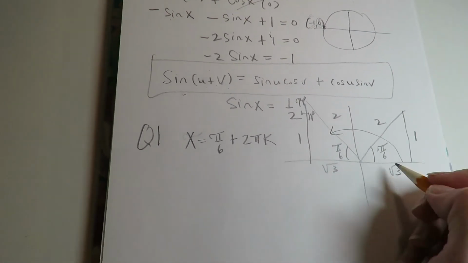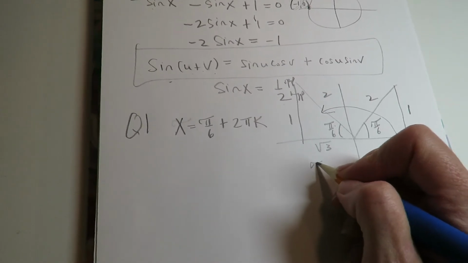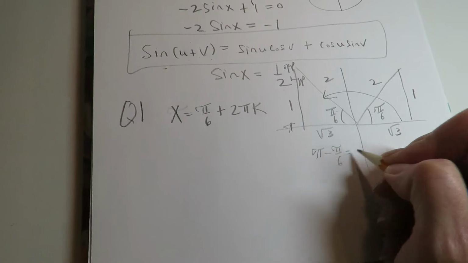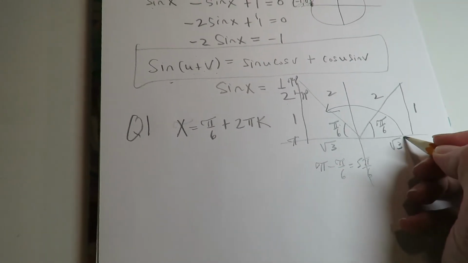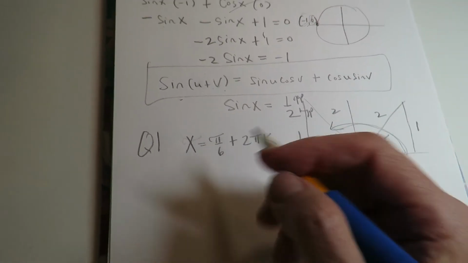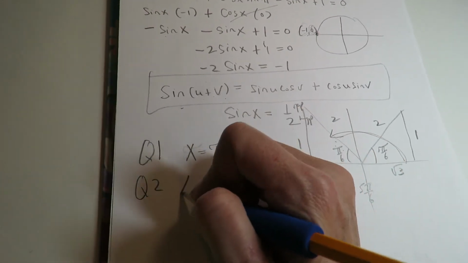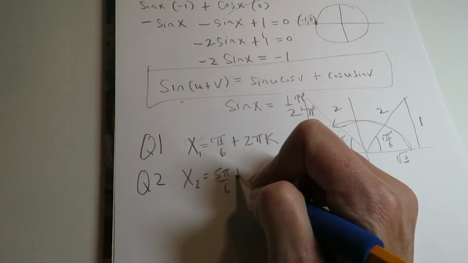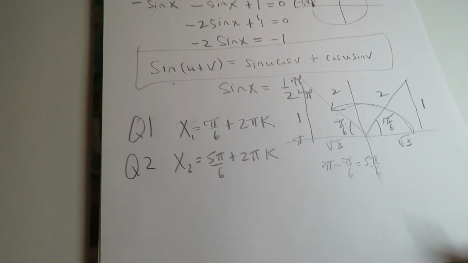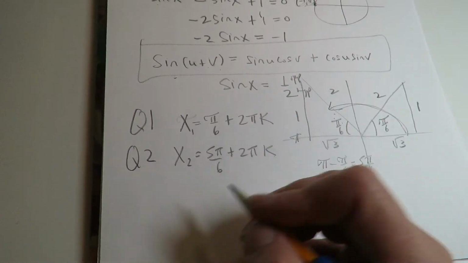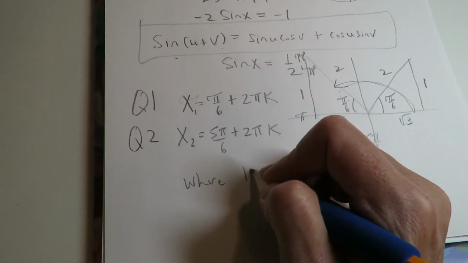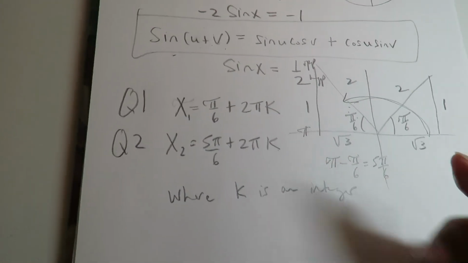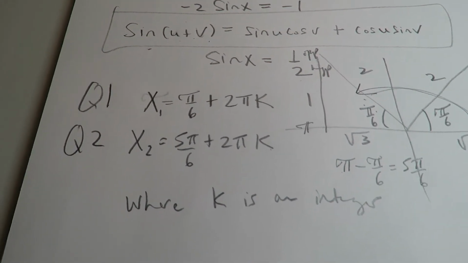You have to then go to standard position for this angle. So this angle would be pi, because it didn't quite make it to pi. Pi minus pi over 6 is 5 pi over 6. So this angle in standard position is 5 pi over 6. So that's 5 pi over 6 plus 2 pi k, where k is an integer. You don't have to write where k is an integer, okay?